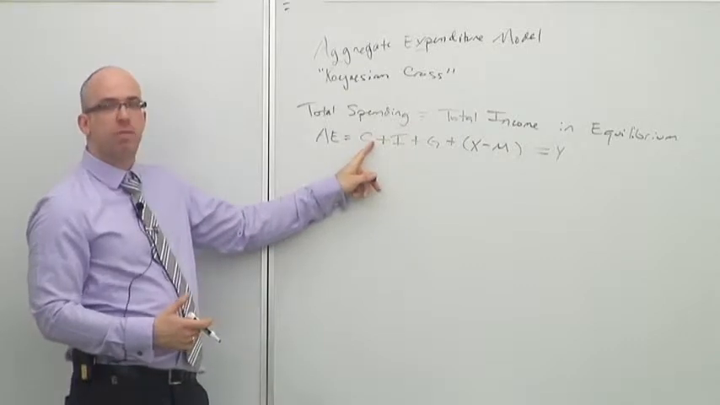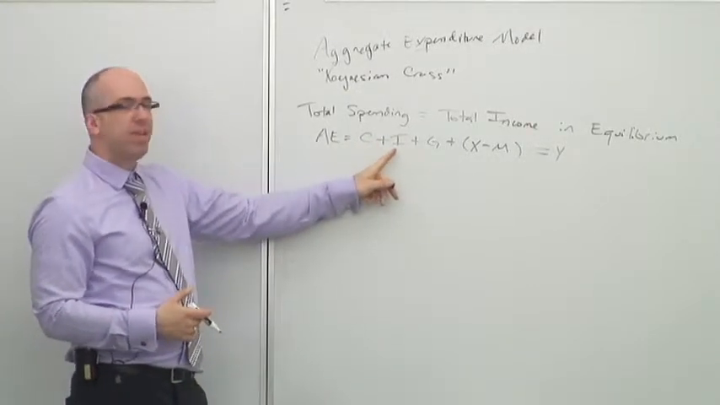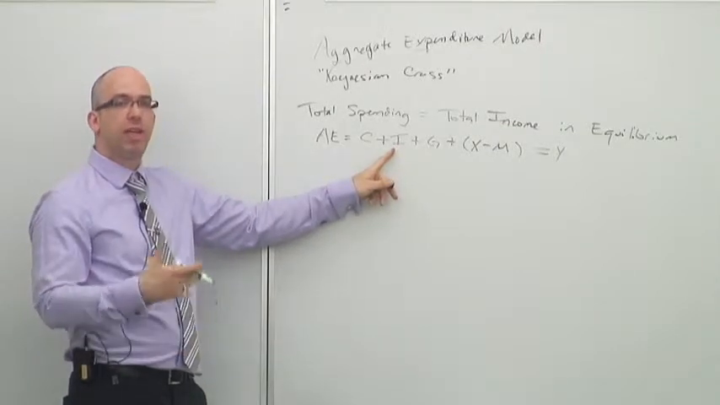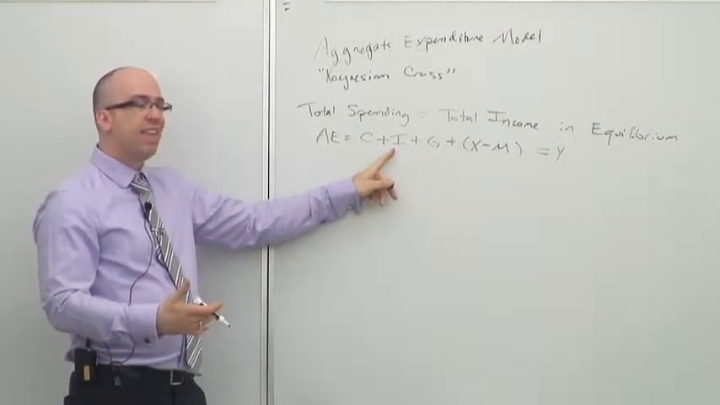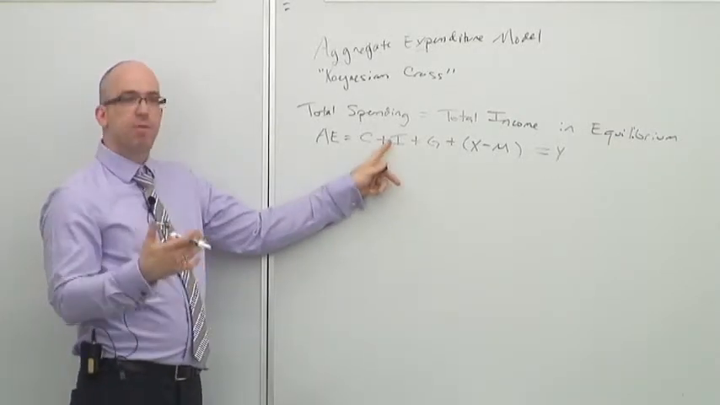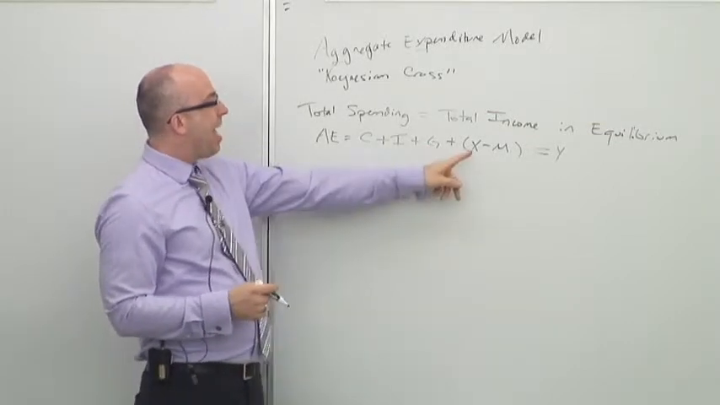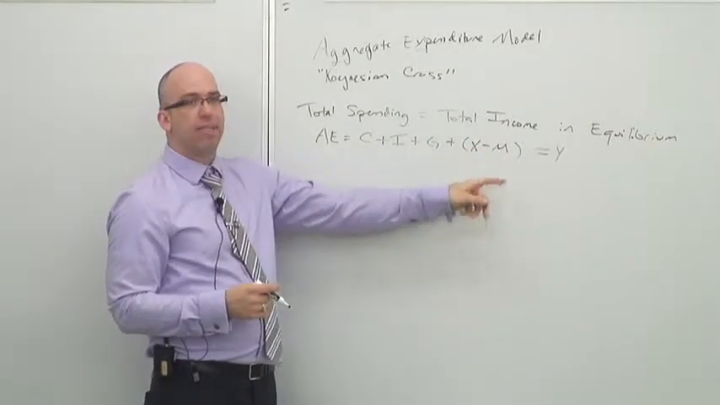Consumers make the largest part of U.S. spending decisions. It's about 70%. Investment is business spending on capital, like machinery, houses, new buildings. That is different from what sometimes people consider to be investment when we talk about buying stocks, for example. G is government spending, and X minus M is exports minus imports.